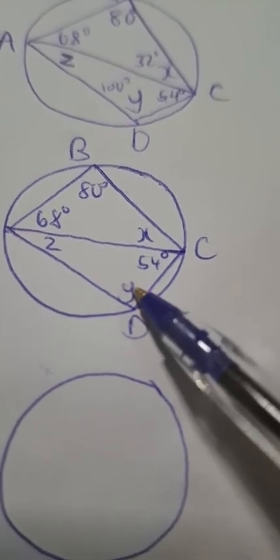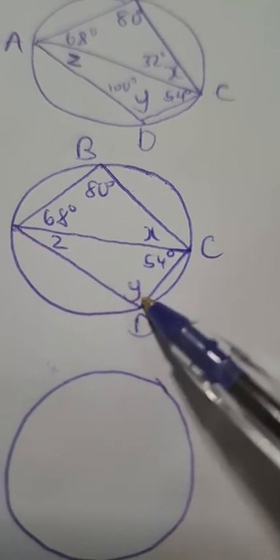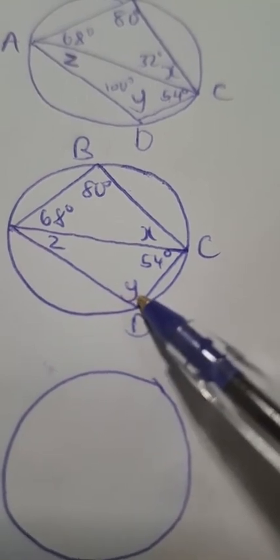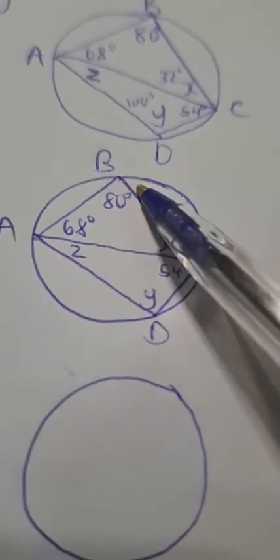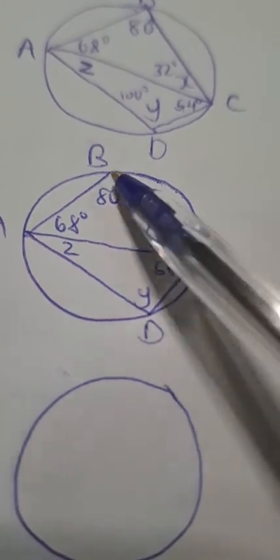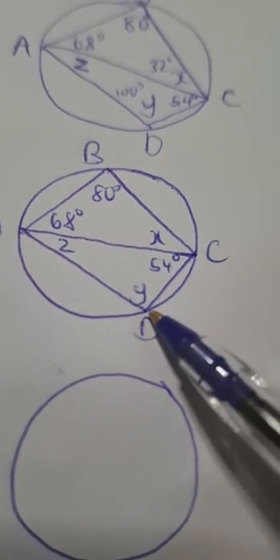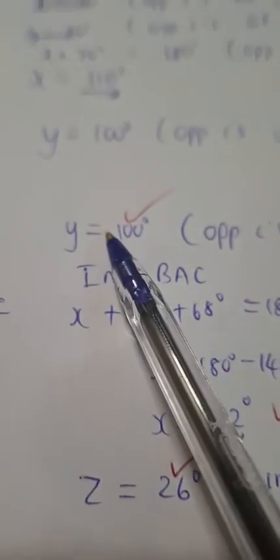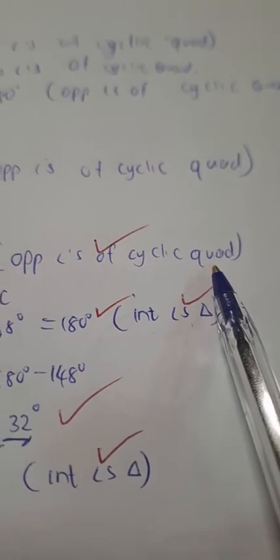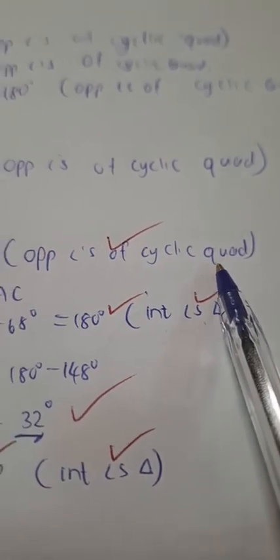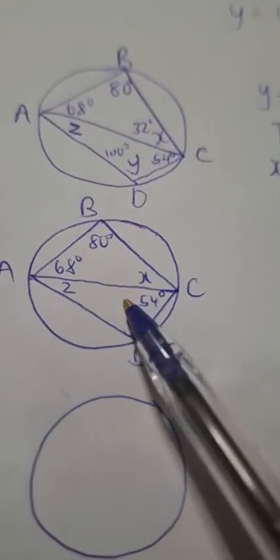So to the person who was asking why y is equal to 100, where does that come from? It comes from the fact that the opposite angles of a cyclic quad are 180 degrees. So y is equal to 100. The reason? Opposite angles of a cyclic quad. Okay, we move on to the next thing.